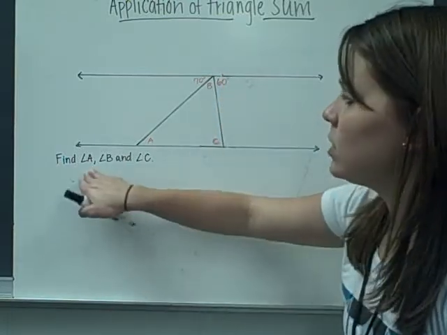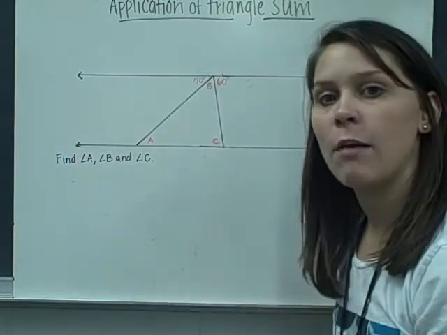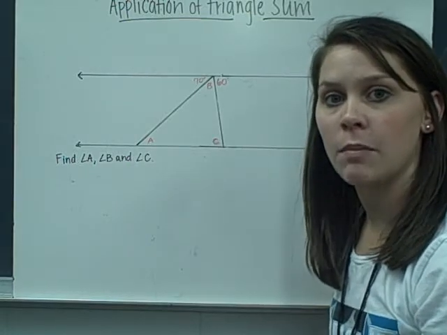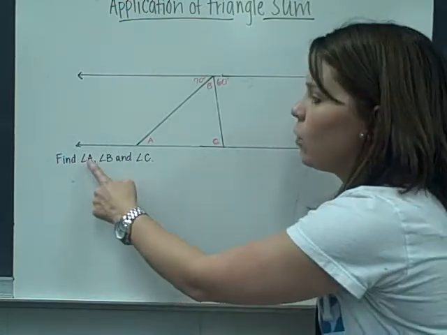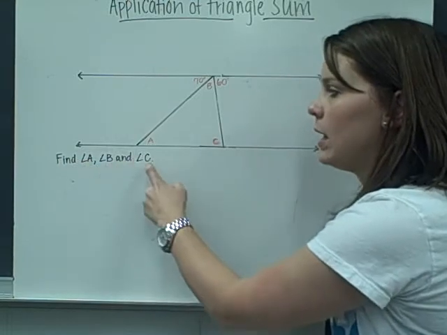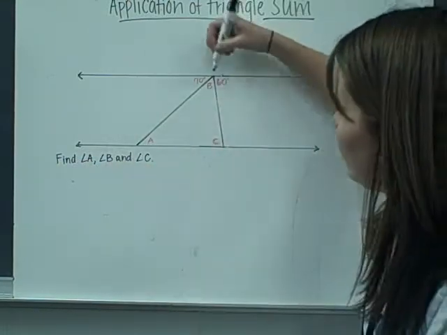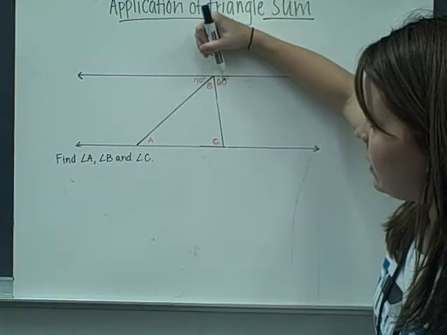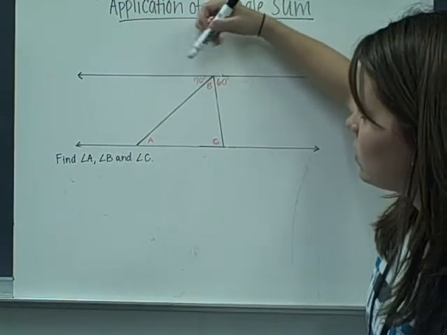And so we want to use our properties and our vocabulary from parallel lines cut by a transversal to solve what angle A, angle B, and angle C are. Well, if you notice, we have this angle is 70, we have angle B and angle 60.